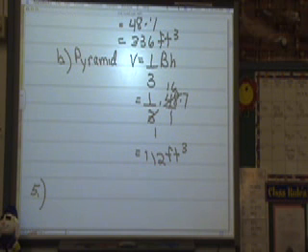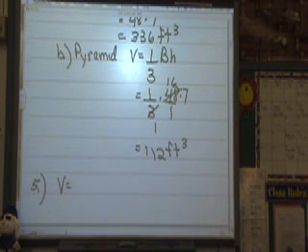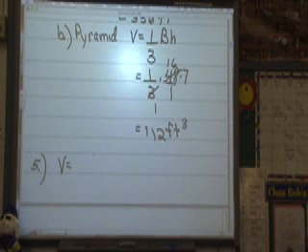What shape do we have? We have a rectangular prism. What formula do we use to find its volume? V equals base times height. Capital B times H, the area of the base figure.